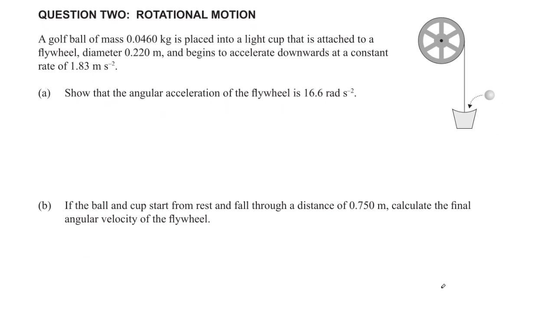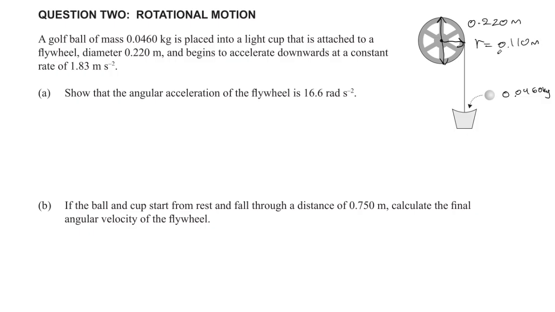Question 2, rotational motion. So now we're not going to deal with any of that circular motion, centripetal force. A golf ball, which has a mass of 0.0460 kg, is placed into a light cup that is attached to a flywheel with a diameter of 0.220 meters. Look, they're trying to trick us. See how they said diameter? This means that the radius is half of that, so the radius is actually 0.110 meters.